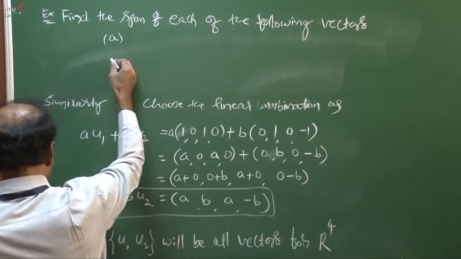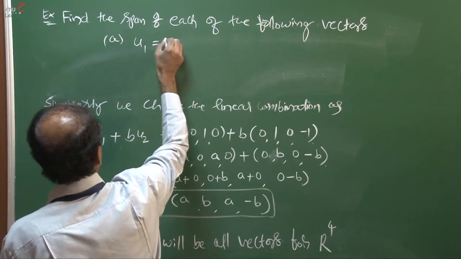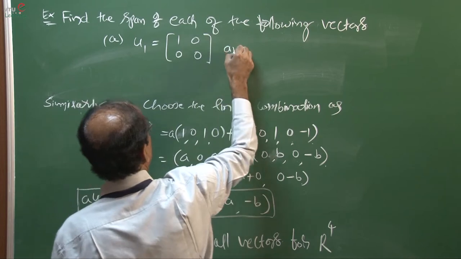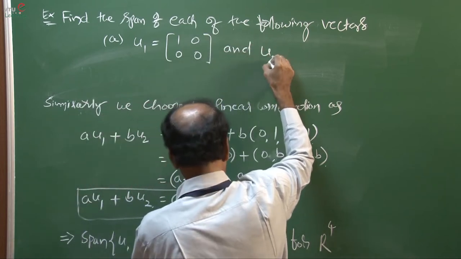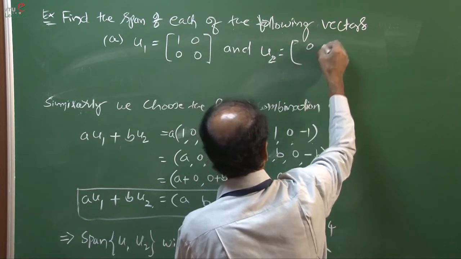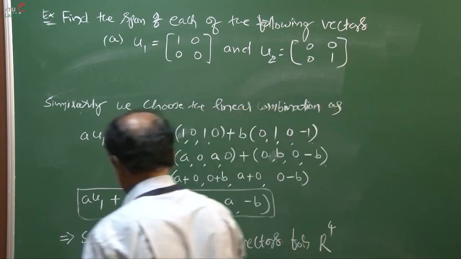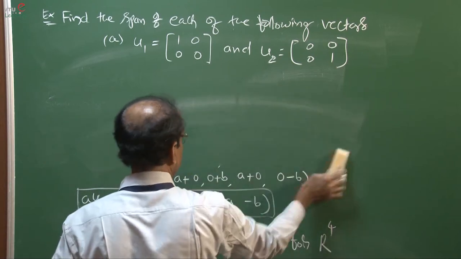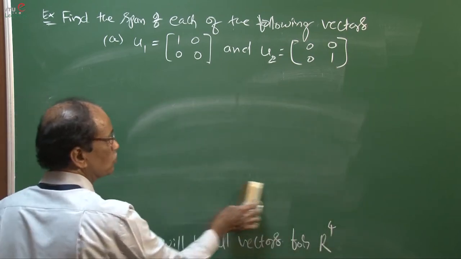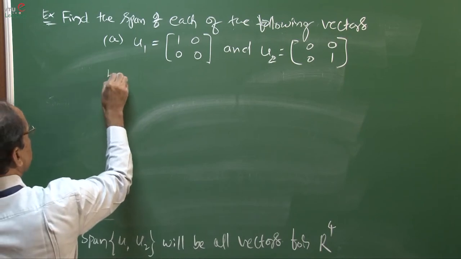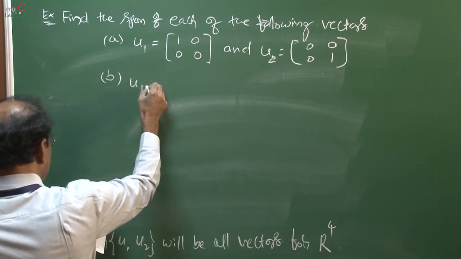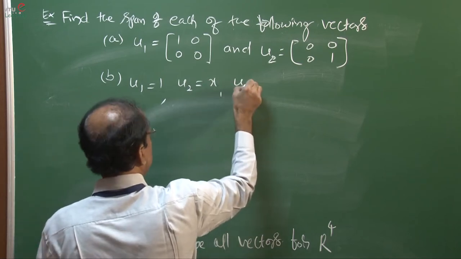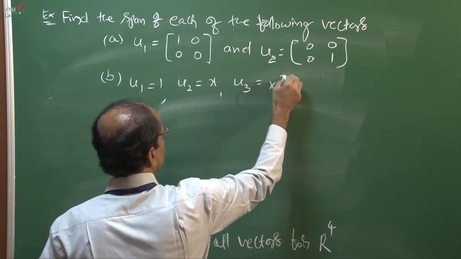Question A. In question A, u1 in the form of a matrix, that is 1, 0, 0, 0, and u2 is equal to 0, 0, 0, 1. This is the first question. And the second question is in the form of 3 vectors given, that is u1, u2, u3. In the second question, that is B, u1 is equal to 1 and u2 is equal to x and u3 is equal to x square.